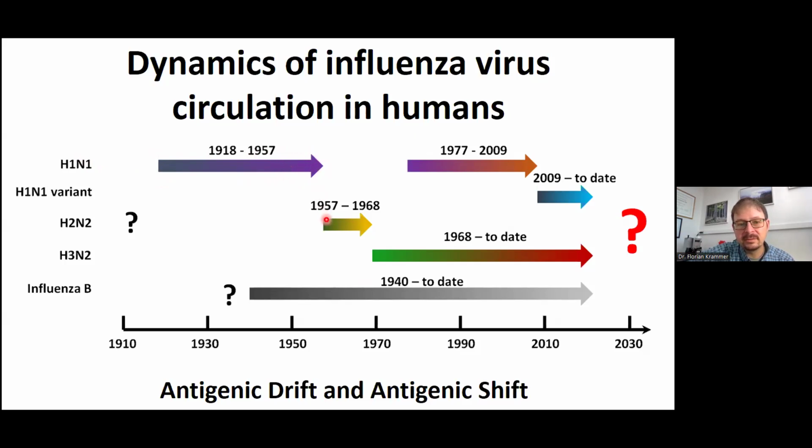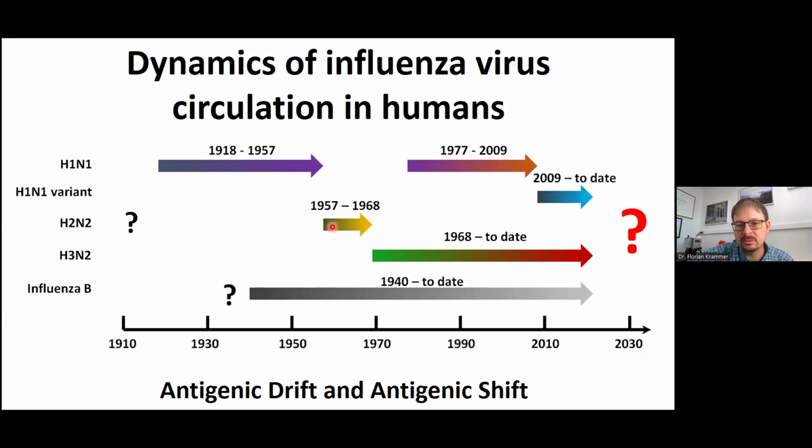And then in 1957, we had another pandemic with a different subtype, H2N2. And that's what we call an antigenic shift if the subtype changes. Interestingly enough, this H2N2 virus kicked out H5N1. We don't understand these dynamics really, but this is what happened.